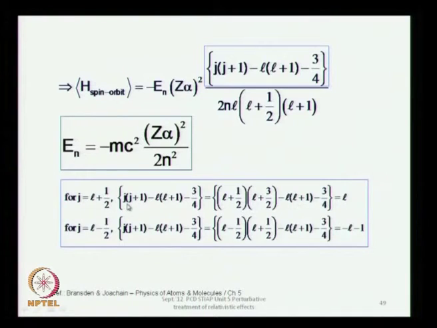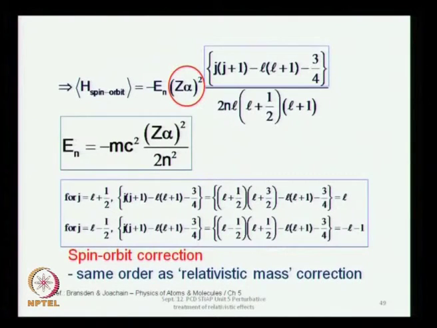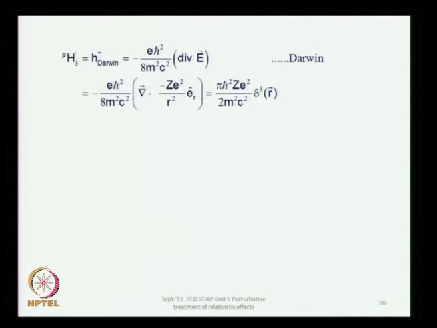And if you put j equal to L plus half in this numerator, this numerator turns out to be equal to L, whereas for j equal to L minus half, it becomes minus L minus 1. So, the sign actually changes. So, in one case the correction is positive, in the other case the correction is negative. So, this is the spin orbit correction. It depends on how j relates to L, whether it is L plus half or L minus half. It is of the same order of magnitude as the correction for the relativistic kinetic energy term.